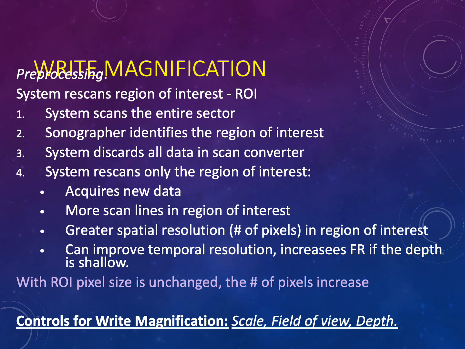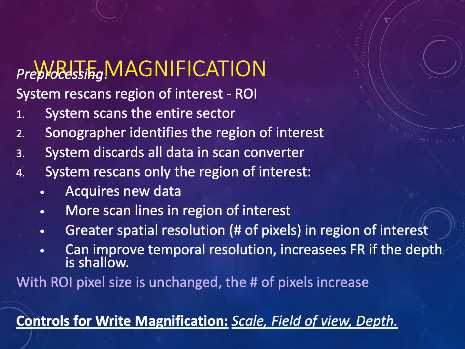Write magnification is a pre-processing function. The system scans the entire sector. The sonographer identifies the region of interest. The system discards all the data in the scan converter, and rescans only the region of interest, acquires new data, more scan lines in the region of interest, greater spatial resolution because you're adding pixels in the region of interest, and that can improve temporal resolution and increase the frame rate if the depth is shallower. So in the region of interest, the pixel size is unchanged, but the pixel number changes.